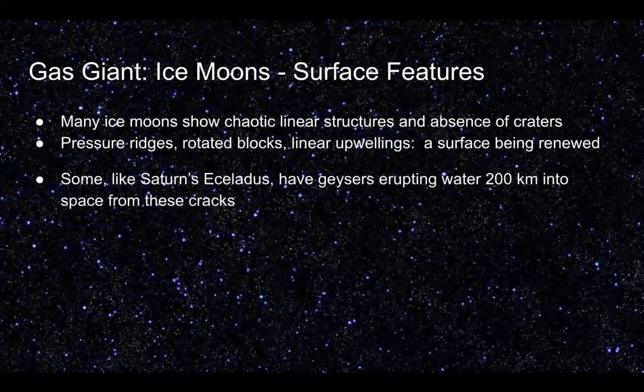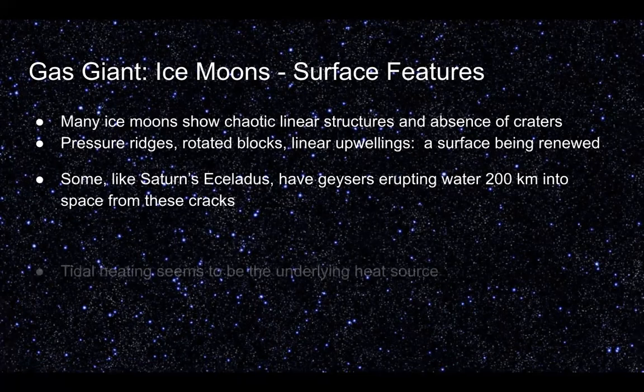Some, like Saturn's Enceladus, have been found to have geysers erupting water 200 kilometers into space from these cracks between blocks. That would indicate there's an ocean underneath these. And an ocean, a liquid ocean, would have to have a heating source, and tidal heating would be the most likely candidate.